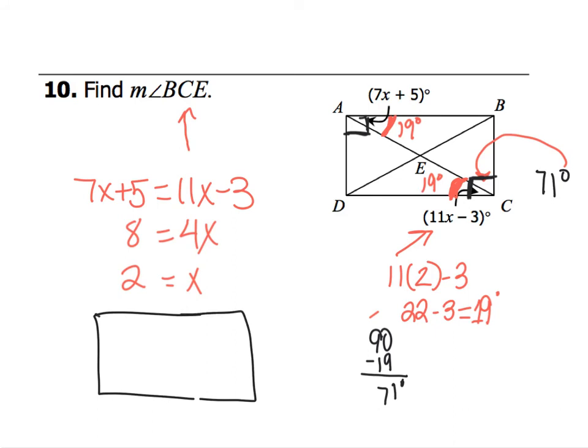So I'm going to come over here and draw the picture again. So here we go. This angle over here is 71 degrees. This angle is 19. This angle is 19. This angle is 71. This angle is 19. This angle is 71. This angle is 71. And this angle is 19. Welcome to the world of rectangles.